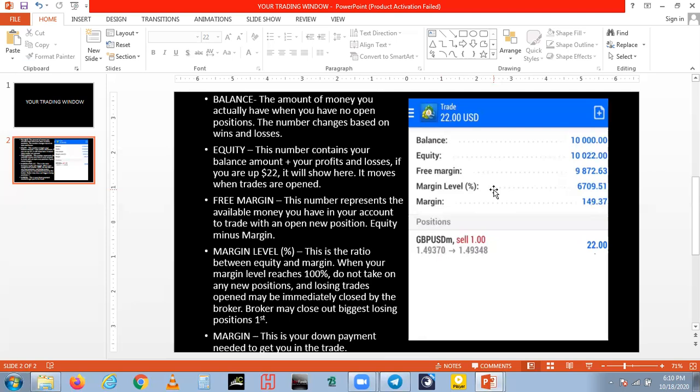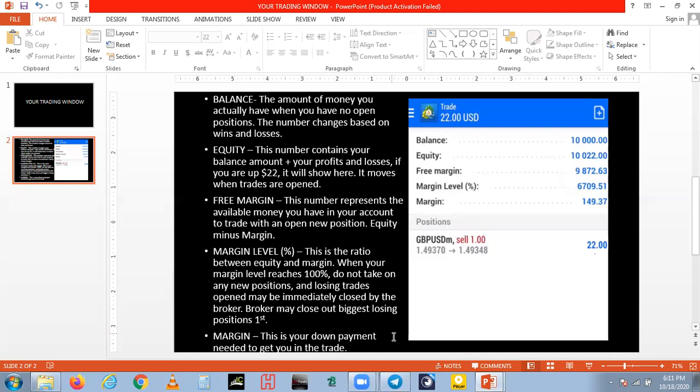And why? It's because you're running at a margin call, you're running at less than 100%. You can see this guy is having 6,709% margin level. This is fantastic. So you want to have something above 100. It says here, this is the ratio between your equity and margin. When your margin level reaches 100%, do not take on a new position, and losing trades open may be immediately closed by your broker. Like I said, the broker may close out the biggest losing position first.